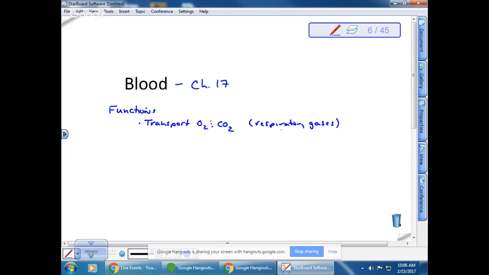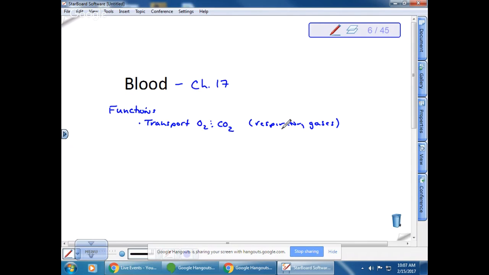The exchange of oxygen and carbon dioxide with the atmosphere, that's the respiratory system. So we're going to talk about specifically the red blood cells and how they have special pigments in them that bind oxygen and carbon dioxide and help to transport those.